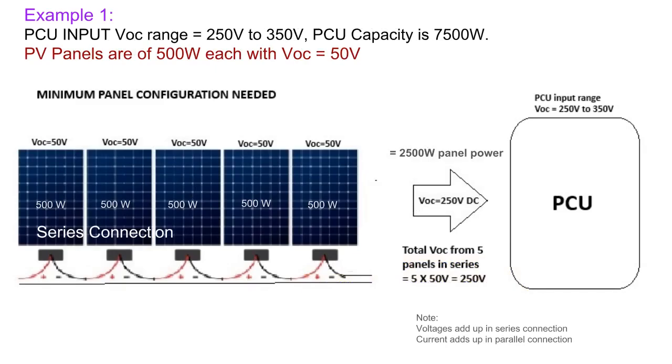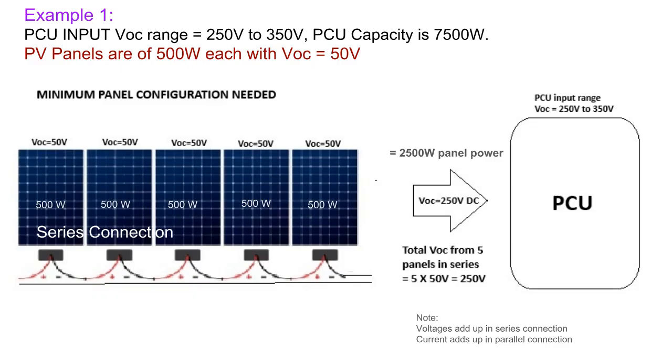As an example, we will take a PCU or inverter with input specification of VOC equal to 250 volts to 350 volts and try to adjust our input for the lowest range, that is 250 volts VOC. In this first example, we are trying to match the minimal range of input VOC, that is 250 V.